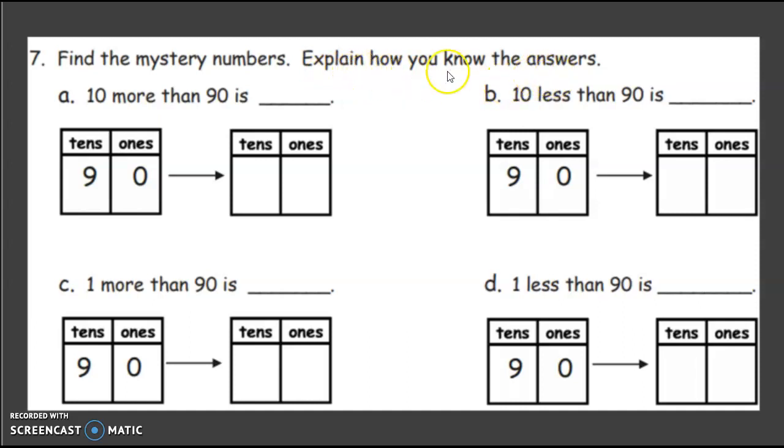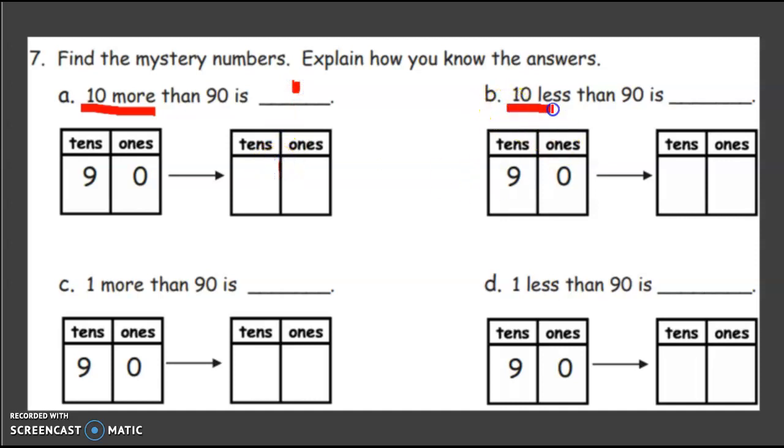So the way that you're explaining the answer is just by writing the answer in the place value chart next to the arrow, okay? So A says, 10 more than 90 is blank. So we want to know 10 more than 90. You must write your answer in the place value chart here and on the line. So 10 more than 90 is blank. You'll write your answer here and here, okay?